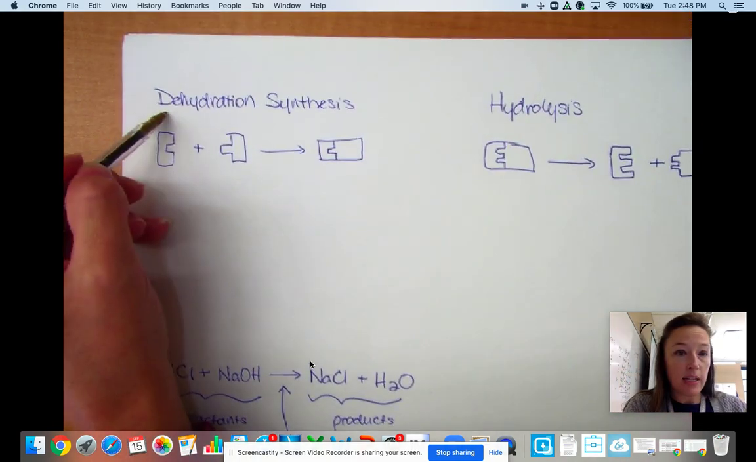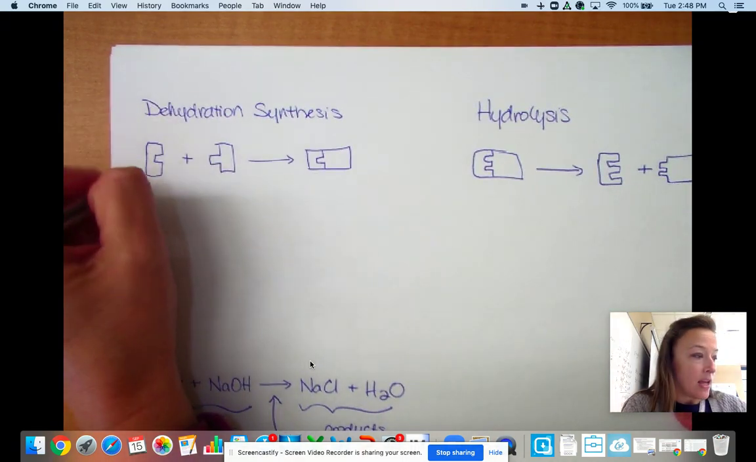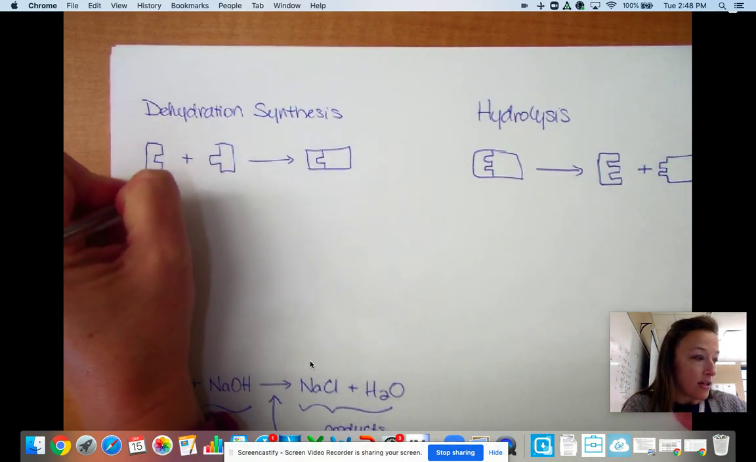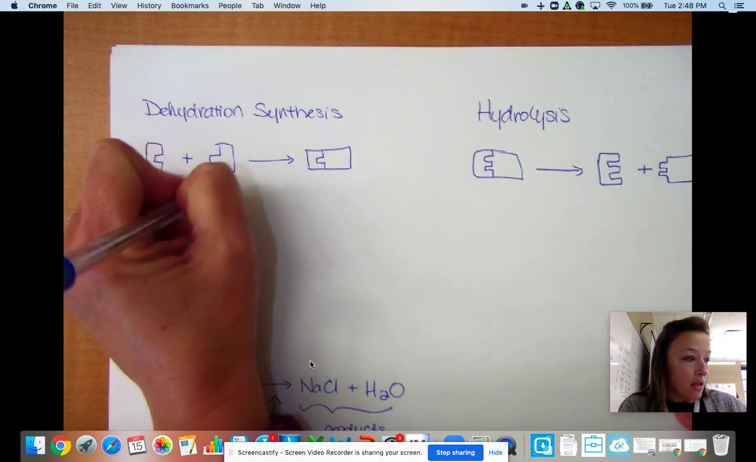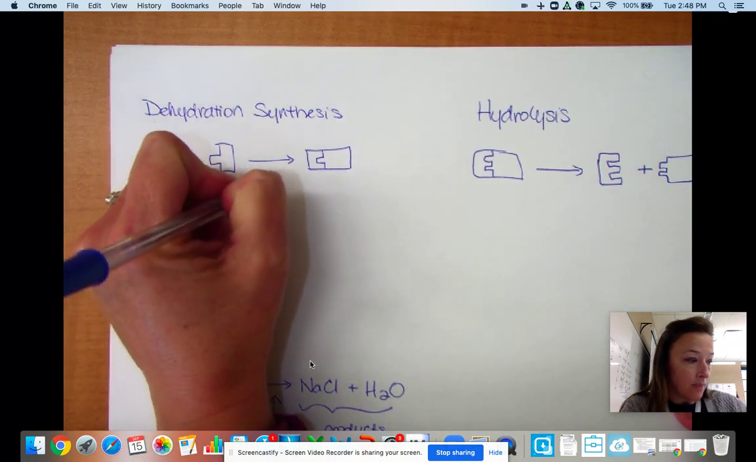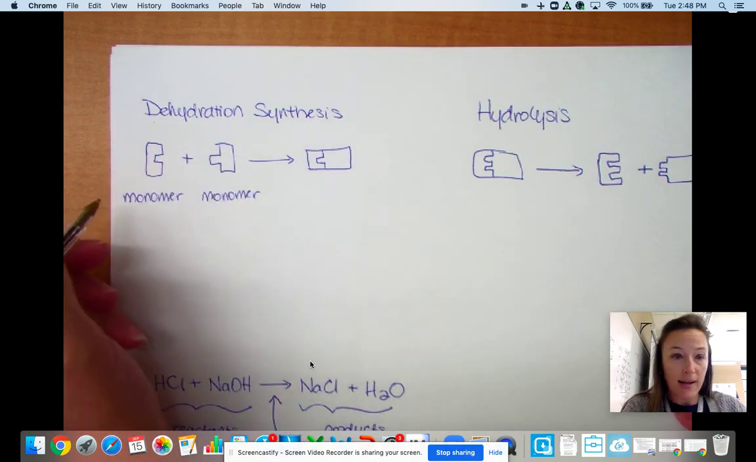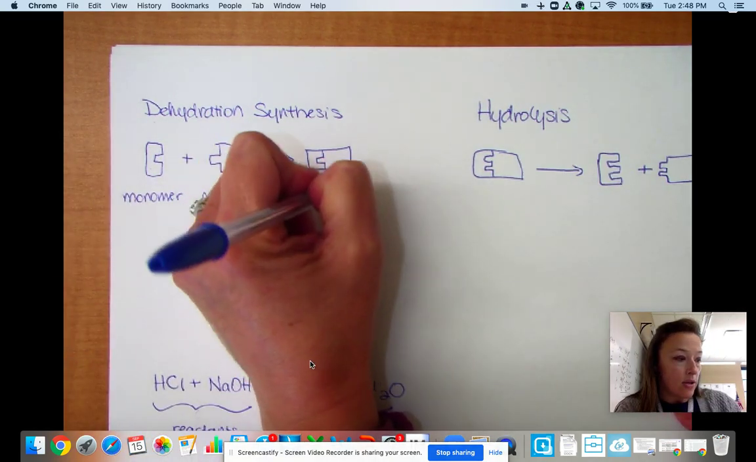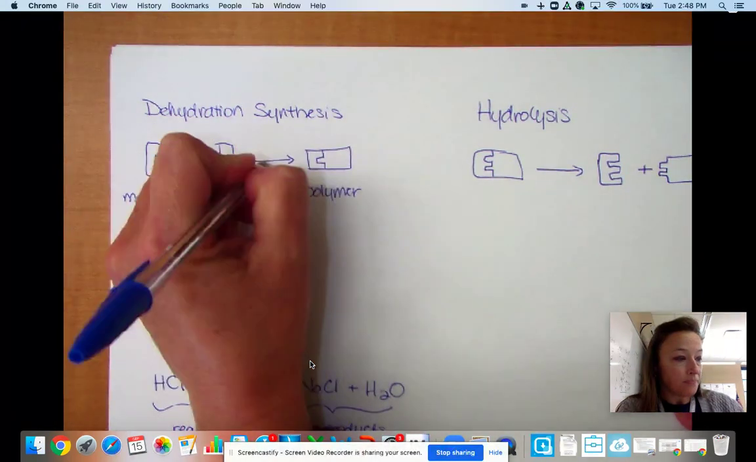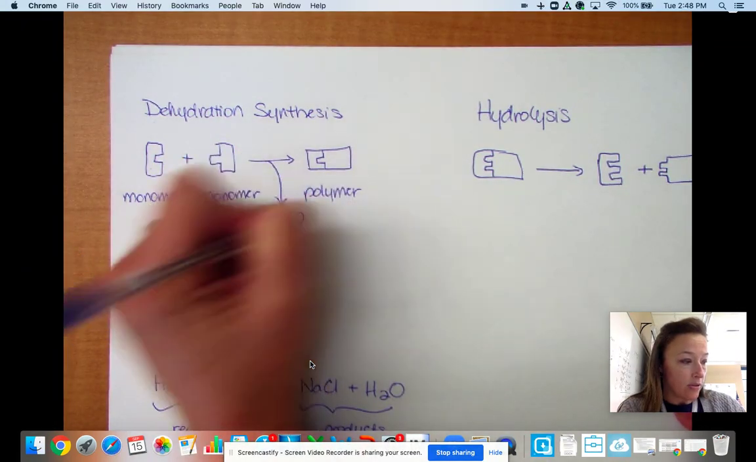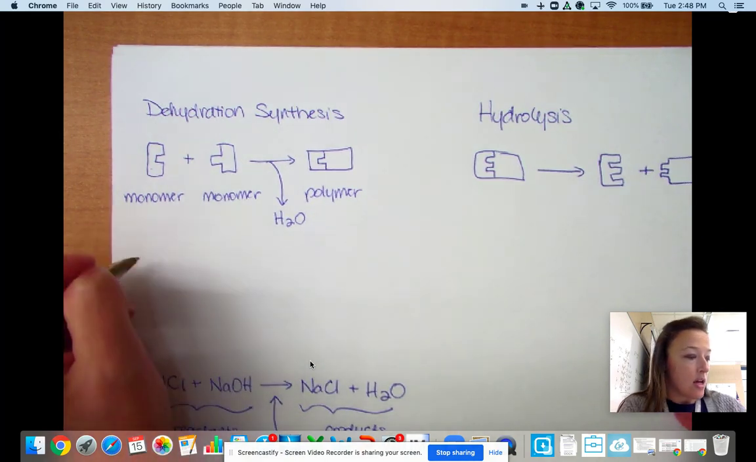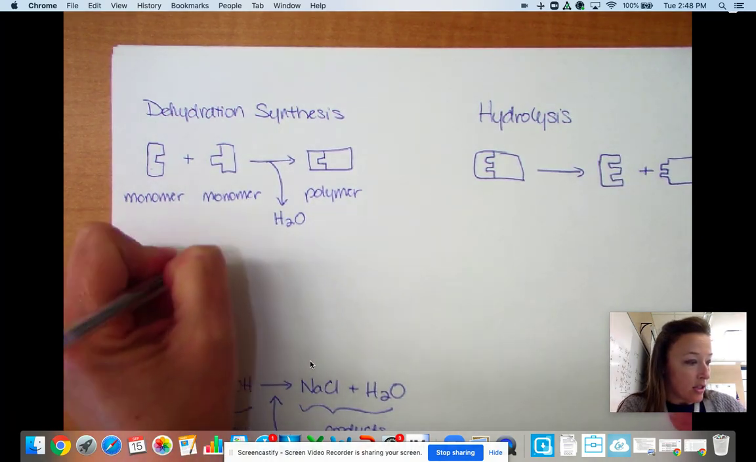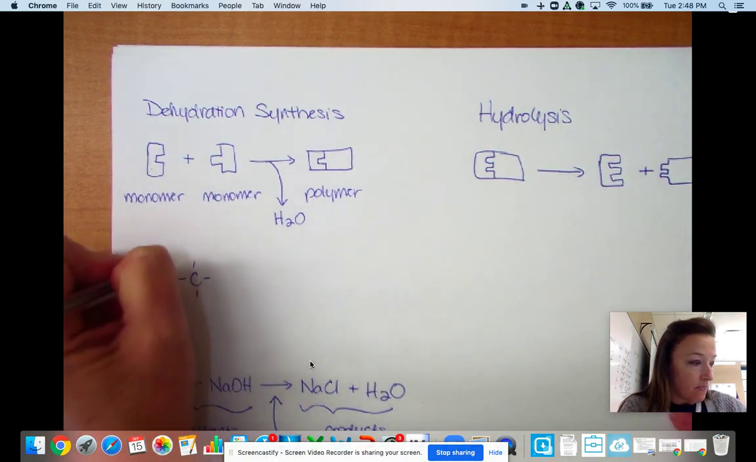And so here we have a dehydration synthesis reaction. And all that you have to know here is that you have some monomer plus another monomer of the same kind. So this could be an amino acid plus an amino acid, or a monosaccharide and a monosaccharide. And they are going to form a polymer. And when they do that, they're going to lose a water.